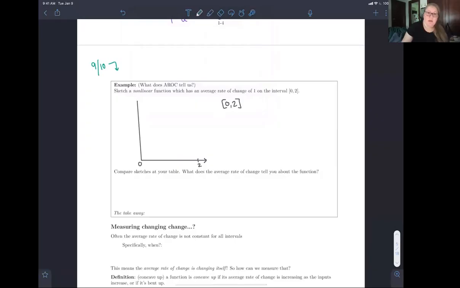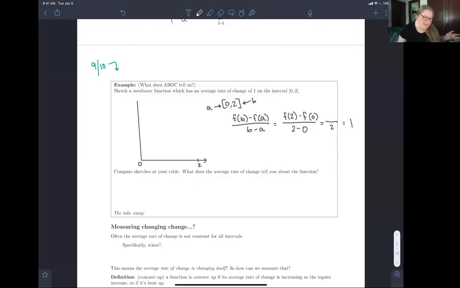It looks like this. So if I wanted to start looking at the formula for average rate of change, I would say f of b minus f of a over b minus a. And as a reminder, in this case, 0 is a and 2 is b. So we can get a little bit of work here. f of 2 minus f of 0 over 2 minus 0. And as a reminder, I want this to be 1. So I could do something over 2, which is going to be equal to 1.